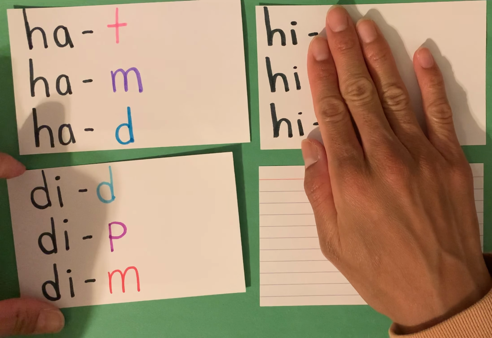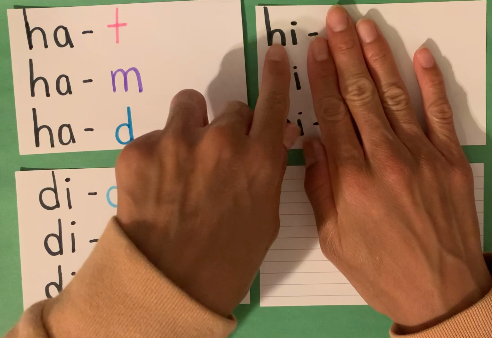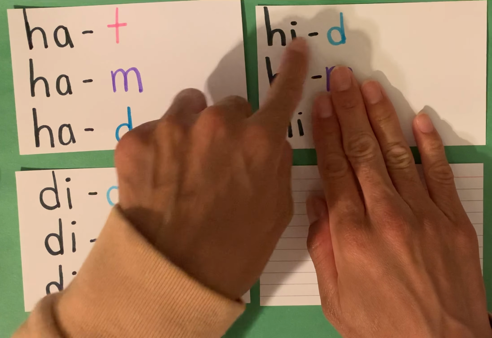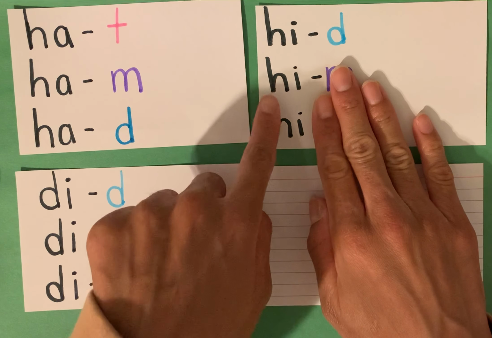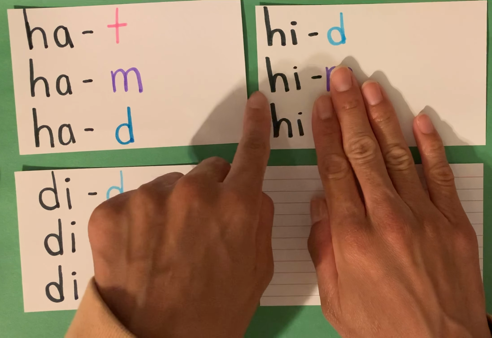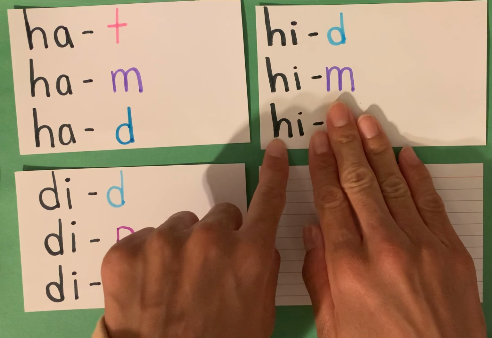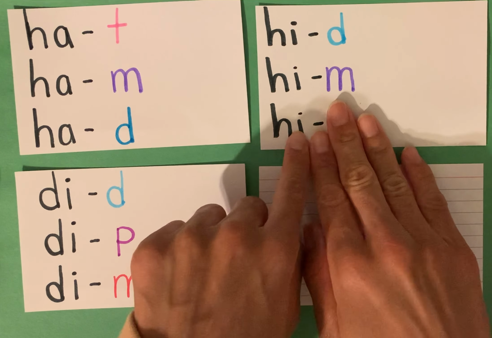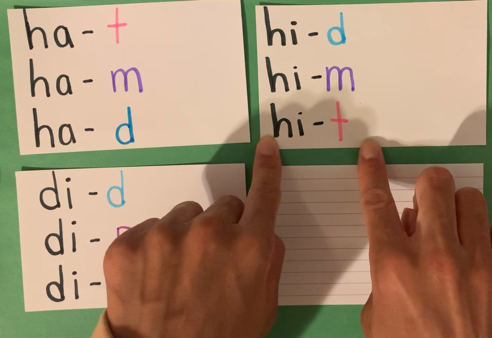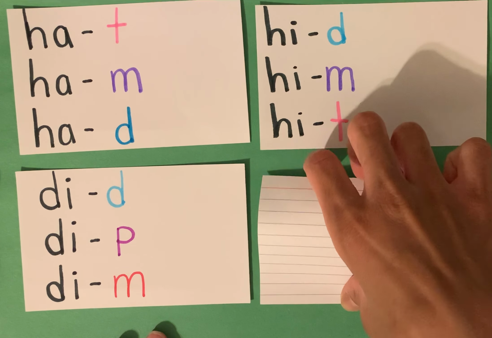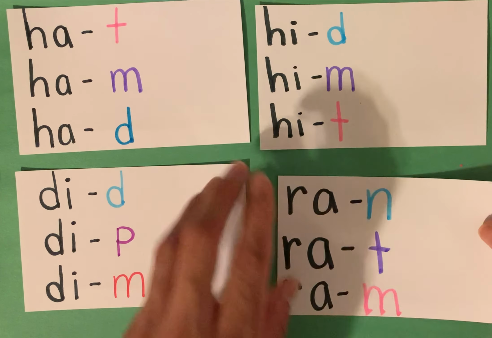What sound does H make? H, hit, hit. Him. Hit. Nicely done. Now we have one more set of words.